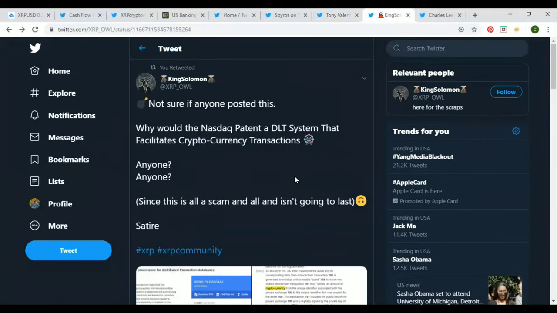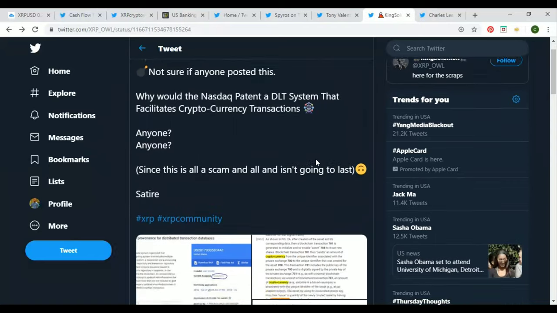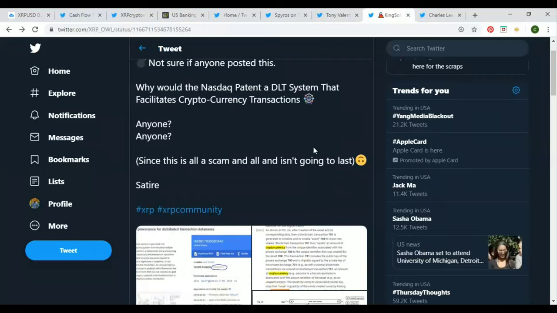So King Solomon, the XRP owl, posted this. Not sure if anyone posted this. Why would the NASDAQ patent a DLT system that facilitates cryptocurrency transactions? Anyone? Since this is all a scam and isn't going to last, smiley face, satire, XRP community. For those who aren't familiar with what a DLT system is, it's a distributed ledger technology.